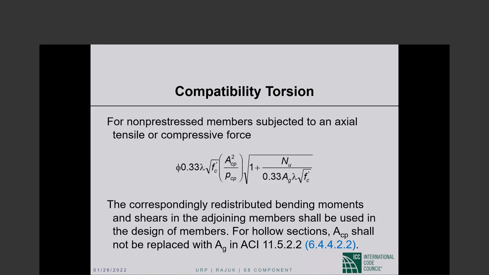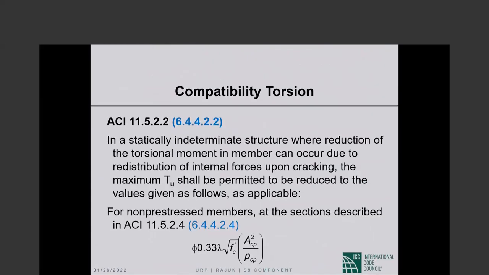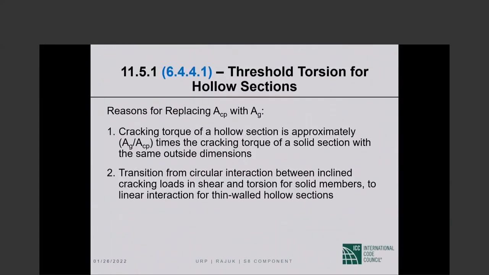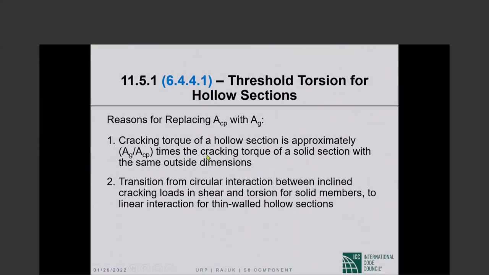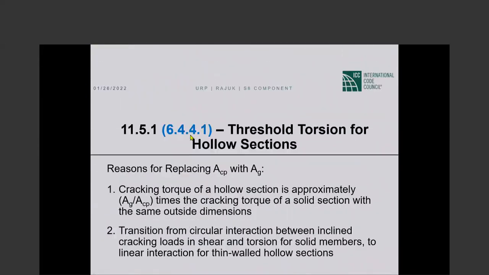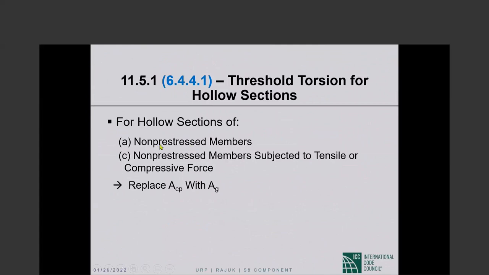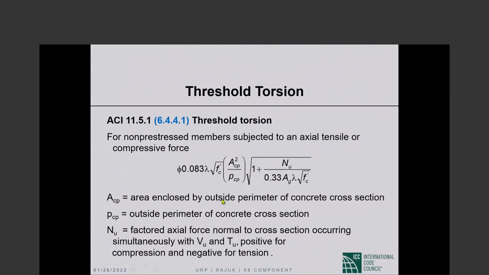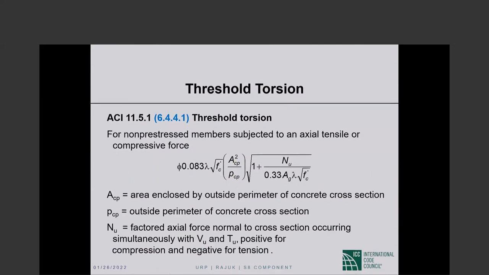Okay, so we said that you shall replace A sub Cp with A sub G in the calculation of the threshold torsion and so forth. The reason for replacing: in calculating the threshold torque, we have A sub Cp squared over P sub Cp. A sub Cp and P sub Cp shall include the flanges, and that's where we said replace A sub Cp with A sub G for hollow sections.